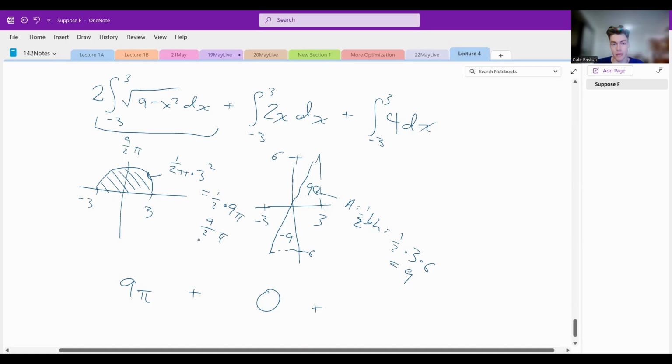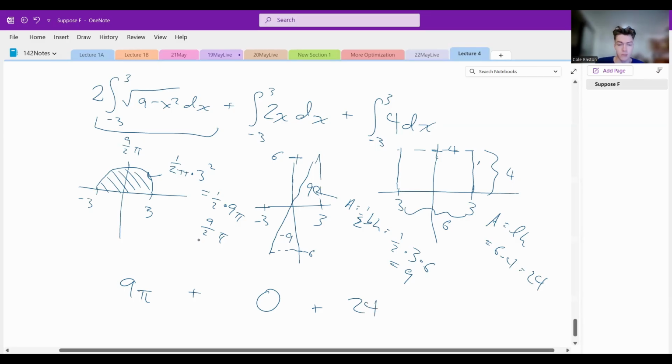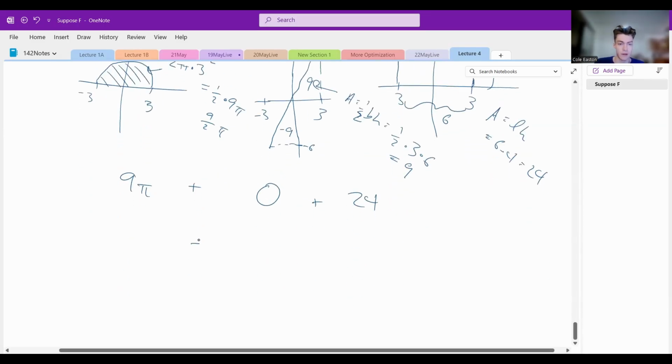And then we've got this one last one to look at. So the integral from -3 to 3 of the function y equals 4. So that's just going to give us this rectangle. And so the base of that is going to be 6. And the height of that is going to be 4. And so area is length times height, which is 6 times 4, which is 24. So overall, we get an area of 24 plus 9 pi.